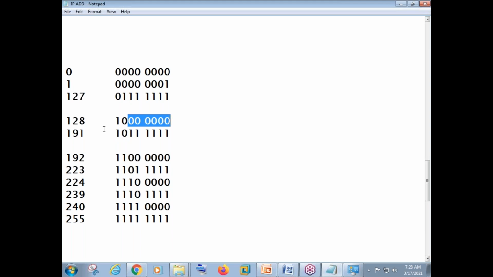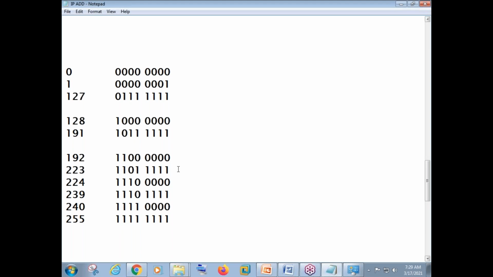For example, take a number like 165. We know 165 is between 128 and 191. If you convert 165 into binary, the first 2 bits will be 10, and in the last 6 bits some other numbers will come, whatever numbers, but these first 2 bits are fixed. Again, these 2 bits are known as reserve bits in class B.